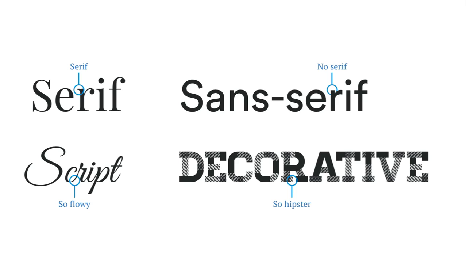The script also does that, so you see that it has some flowy connectors to it, which makes it look like a script or handwriting kind of font. The decorative is used for specific purposes and specific contexts. All this should inform you when you're playing with text and type. We're going to delve into those fonts in great detail when we eventually begin our design.